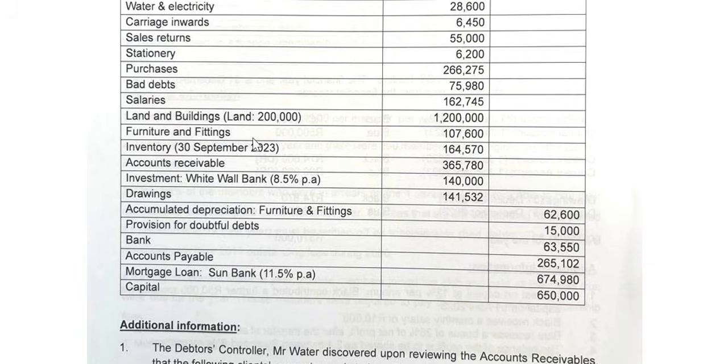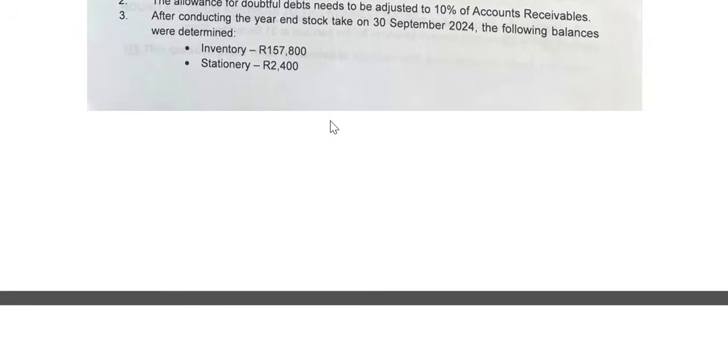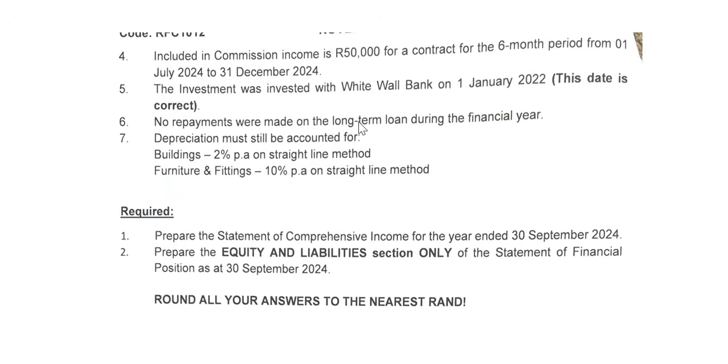And then also while we're here, furniture and fittings, I think the depreciation is 10% on furniture and fittings on the straight line. So it's 10% of 107,600 for the depreciation adjustment. And those are all our adjustments in the additional information.